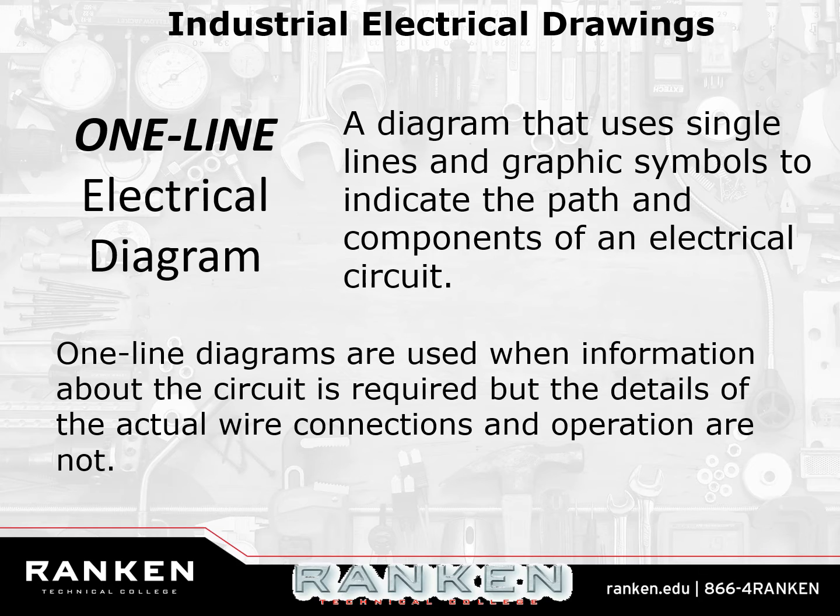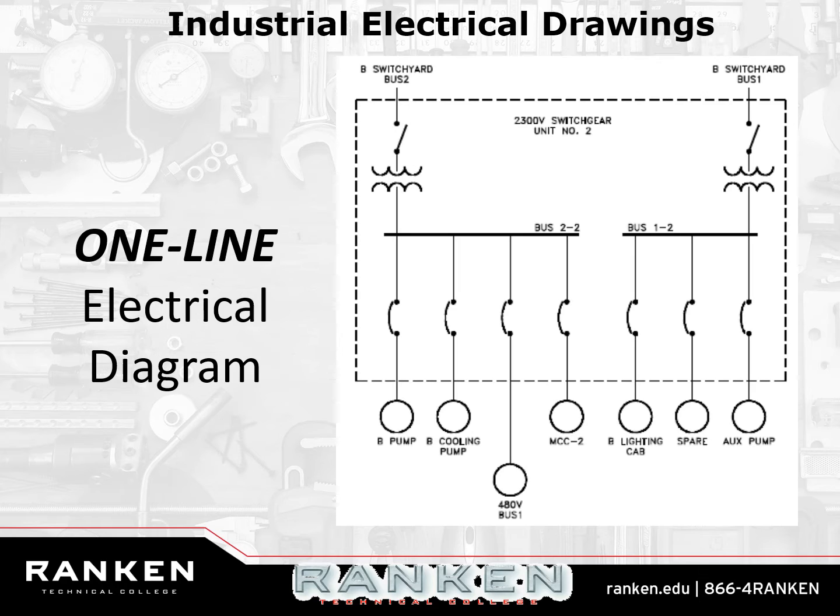Okay? So this is basically what I just said, right? A one-line diagram uses single lines and graphic symbols to indicate the path of a component's electrical circuit. One-line diagrams are used for information about the circuit, but details of the actual wiring connections and the operation are not given. It doesn't matter what the operation is. It doesn't matter what it's doing. All I need to know is point A to point B. That's what a one-line does.